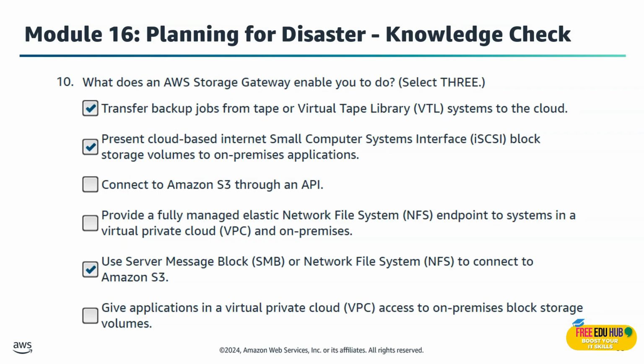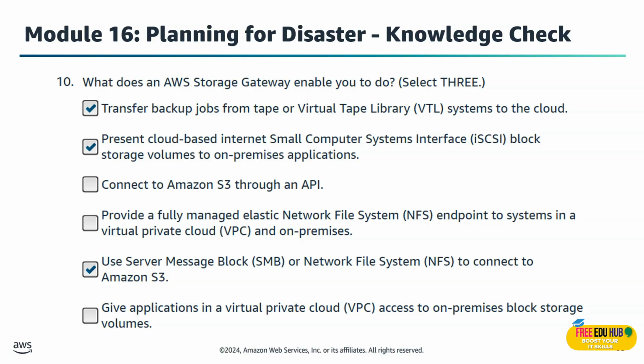And the last question says: what does the AWS Storage Gateway enable you to do? So there are 3 answers for that. Transfer backup jobs from tape or virtual tape library systems to the cloud. That's true because the Tape Gateway moves tape workflows to durable, low cost cloud storage. The second answer is it presents cloud-based iSCSI, internet small computer system interface, block storage volumes to on-premises applications.